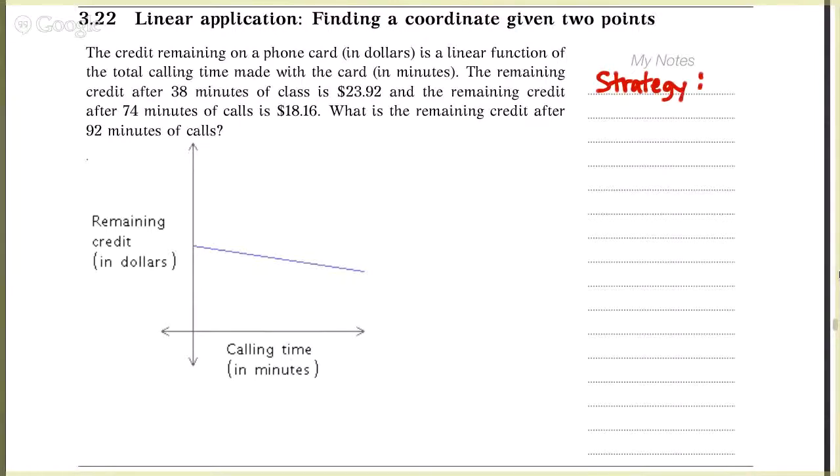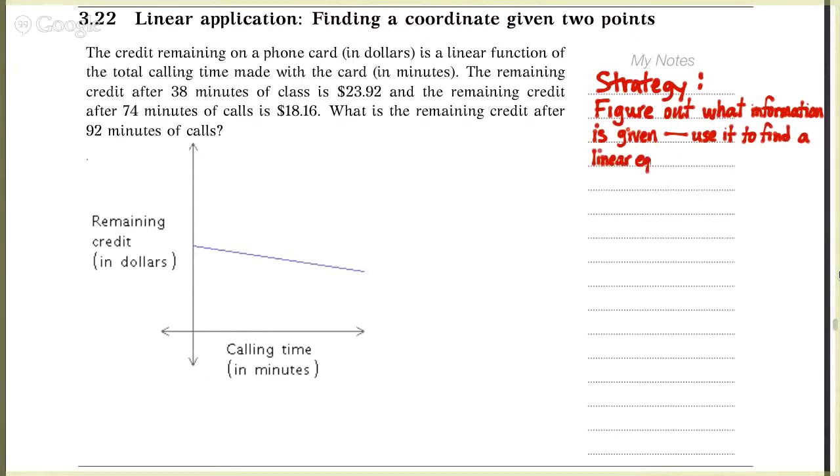So here's the strategy. The first thing we need to do is to figure out what kind of information about this relationship between calling time and remaining credits has been given to us in the problem. And once we know what information is given to us, we can then use that information to find a linear equation. And then use that linear equation to make a prediction, which is what's being asked for here. What's the remaining credit after 92 minutes of calls?